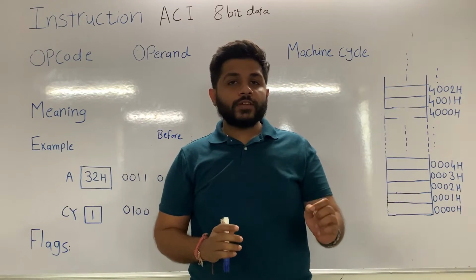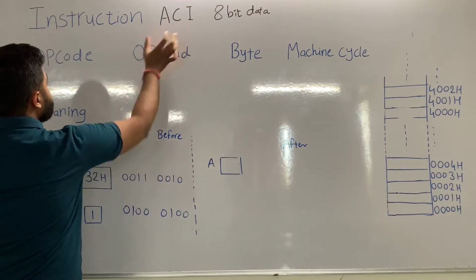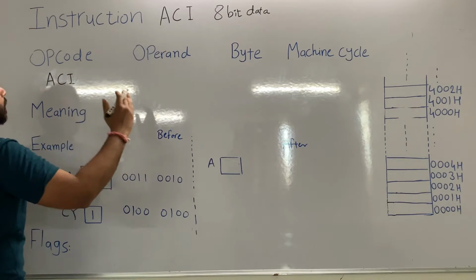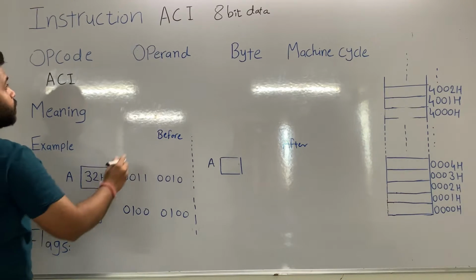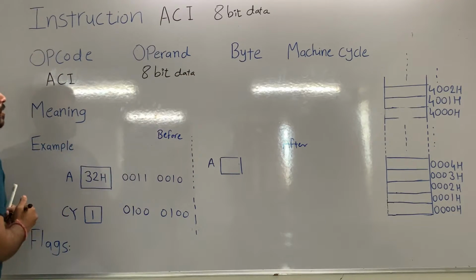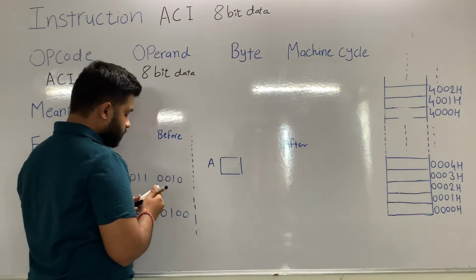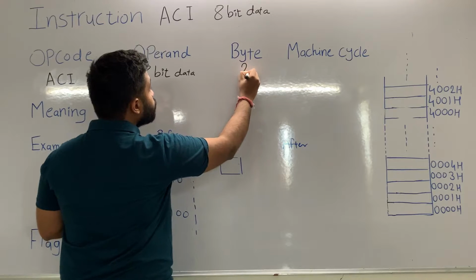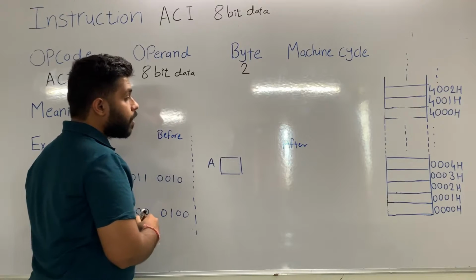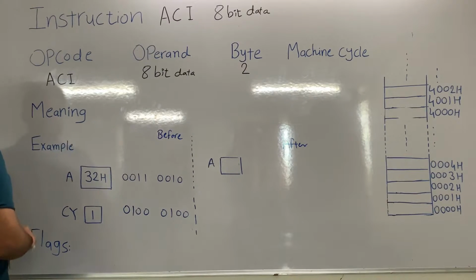Now we are going to see the instruction ACI 8-bit data. For this instruction, the first part is opcode, that is ACI. The remaining part is known as operand, which is 8-bit data. In this instruction, you can see that an 8-bit value is present. So whenever an 8-bit value is present, that instruction is considered as a 2-byte instruction. A 2-byte instruction means when this instruction is stored in the memory, it will occupy 2 consecutive memory locations.